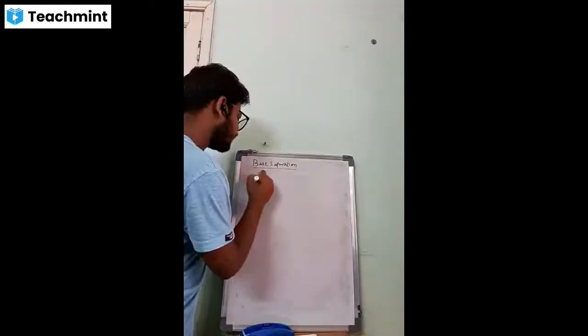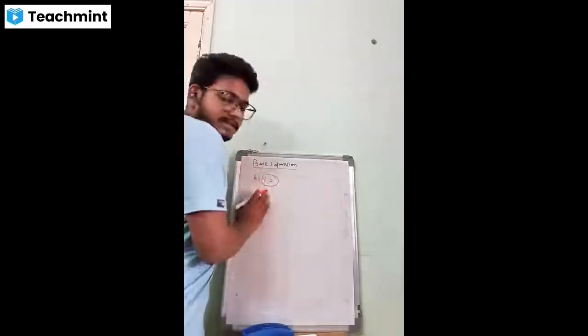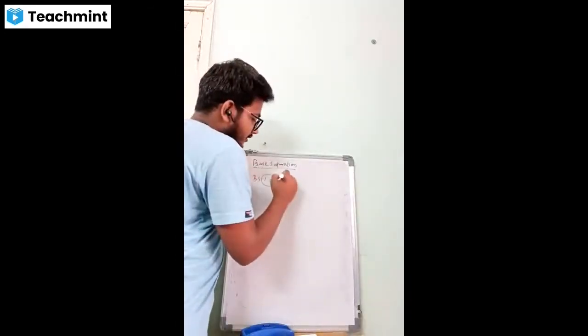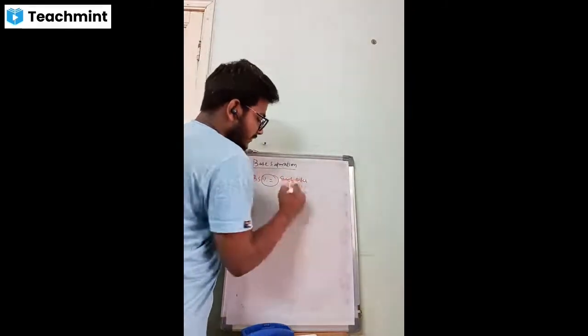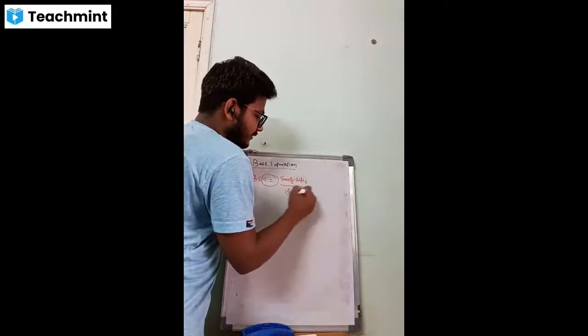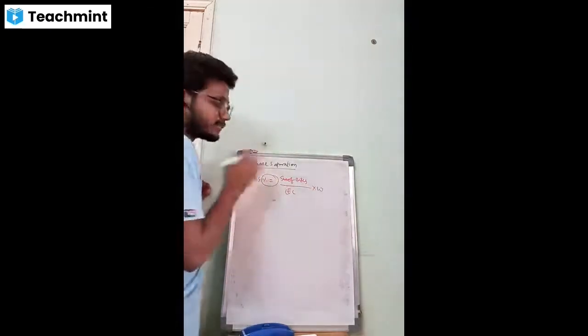Okay, base saturation percentage calculation. So this is very simple. Sum of bases divided by CEC into 100. That is nothing but base saturation percentage.